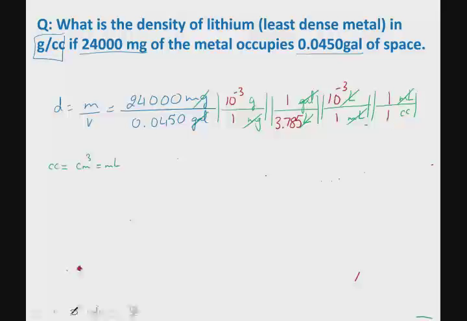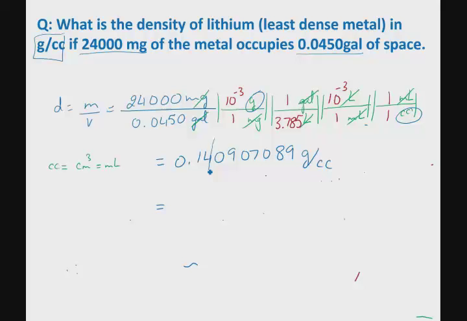If you perform the calculation given, the calculator answer would come out to be 0.140907089 grams per cc. Notice the only units left are grams per cc. How many significant figures does this answer need to be in? Yes, it needs to be in two significant figures because of 24,000, and therefore this rounds off to 0.14 grams per cc in two significant figures.